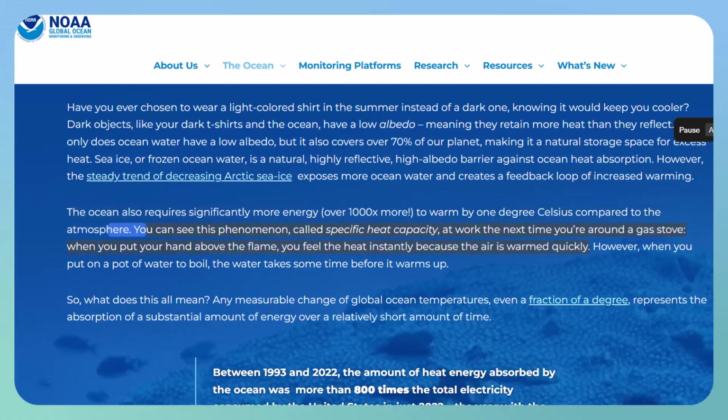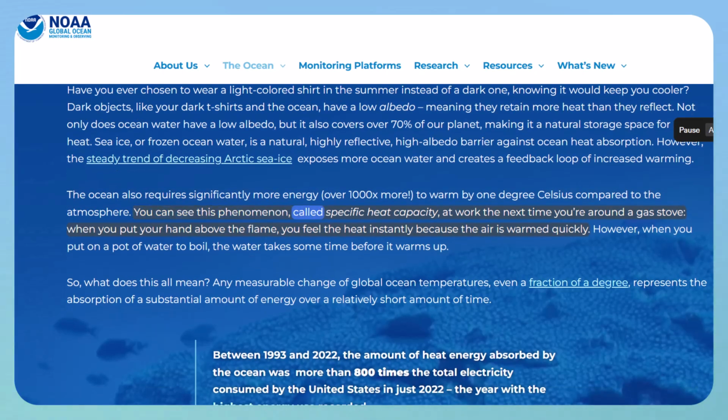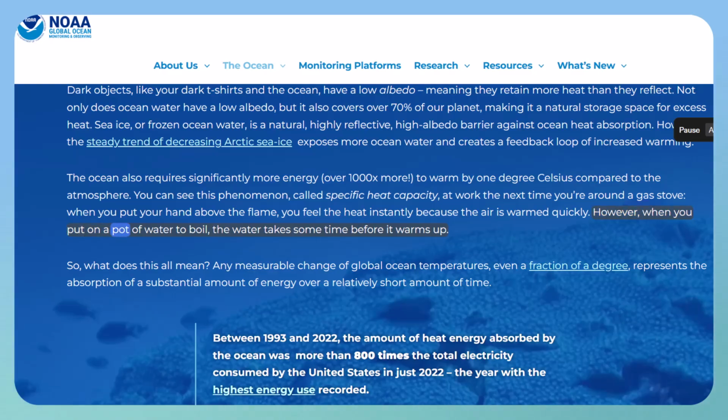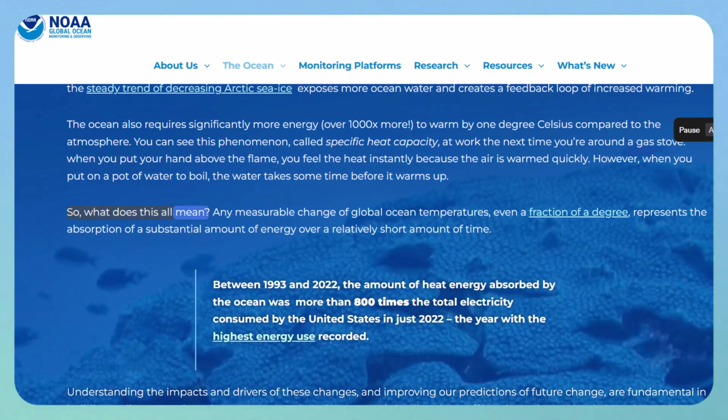You can see this phenomenon, called specific heat capacity, at work the next time you're around a gas stove. When you put your hand above the flame, you feel the heat instantly because the air is warmed quickly. However, when you put on a pot of water to boil, the water takes some time before it warms up. So, what does this all mean?